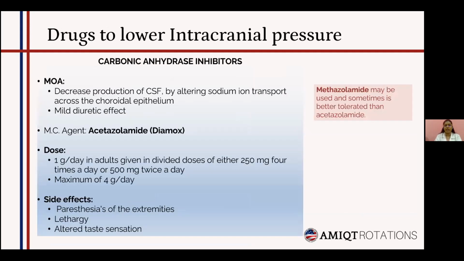The second line drugs we can use to lower the ICP are carbonic anhydrase inhibitors. These act by reducing the CSF production. And the most common agent we use is acetazolamide or Diamox. Dosage is 1 gram per day in adults. It can be given in divided doses as either 250 mg 4 times a day or 500 mg twice a day, up to a maximum of 4 grams per day. But the usage of acetazolamide is limited by its major side effects.